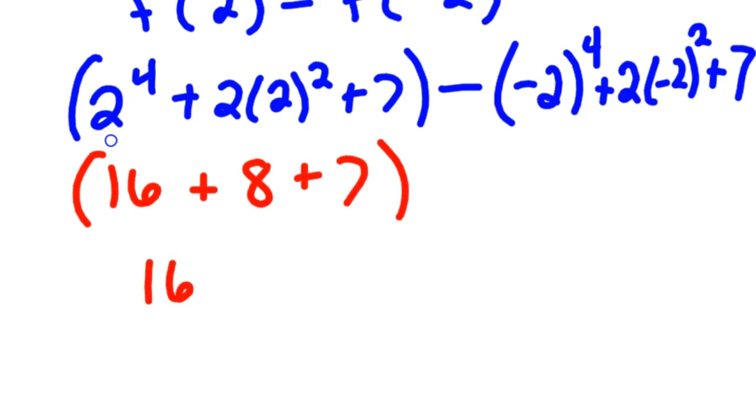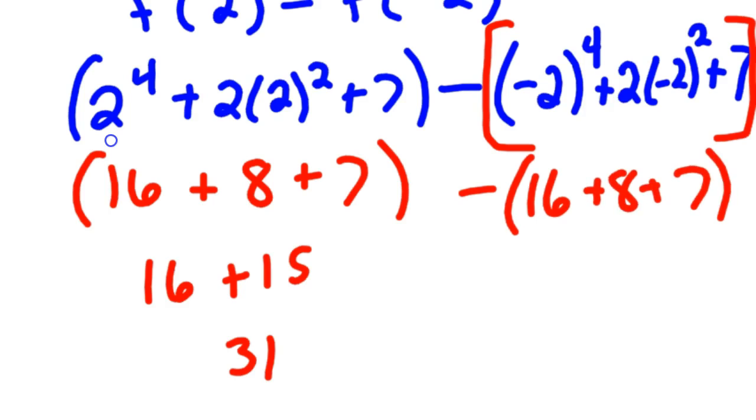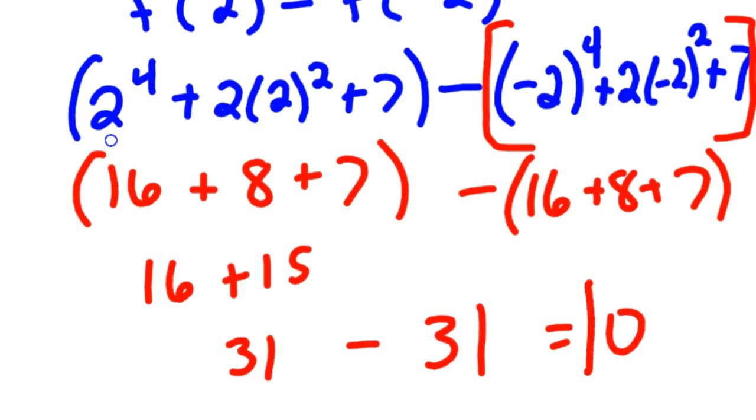And so this is 16 plus 15, which is 31, minus, this would be exactly the same. I should have brackets around this. So it's minus 16 plus 8 plus 7. So it's exactly the same thing. So you're going to have 31 minus 31, which is 0. And the quicker you figure that out, the better the possibility that you get that correct before somebody else. All right, so that's problem 1.